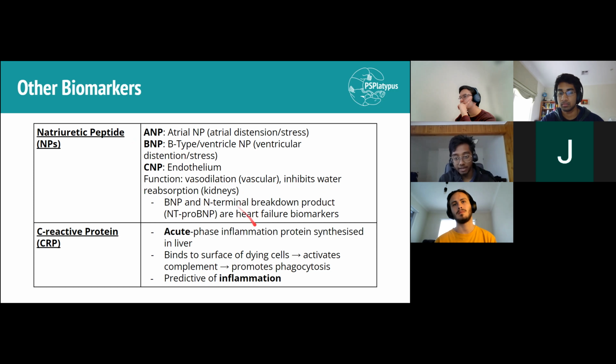BNP and the N-terminal breakdown product, so NT-proBNP, is what we're interested in for heart failure. And I'll talk about that in a second in a bit more detail. So CRP is another one, C-reactive protein. This is very general for inflammation in the body. So it essentially is just an inflammatory protein made in the liver, relevant only to the acute phase of inflammation, not to the chronic, but it essentially activates complement, does a bunch of stuff in inflammation.